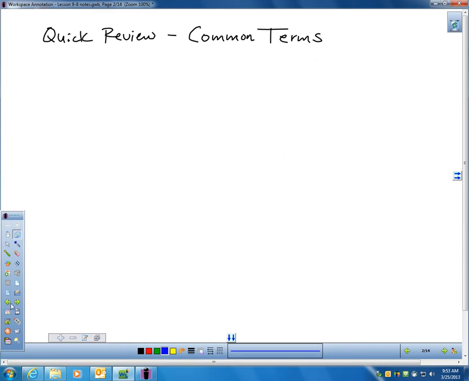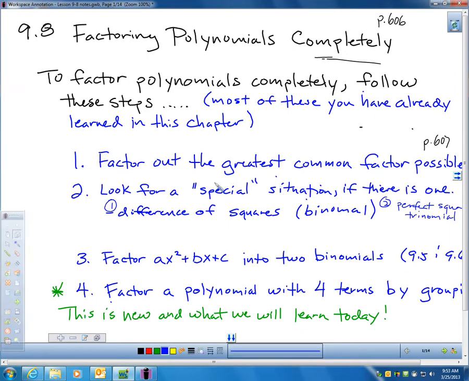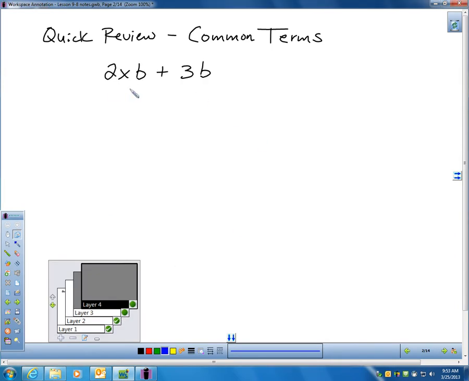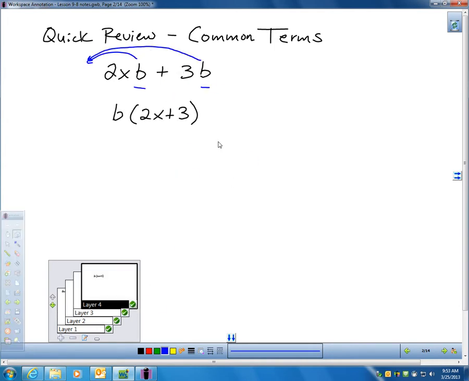The first rule of factoring, remember, is grouping, and I'm sorry, I misspoke. Finding the greatest common monomial factor is what I meant to say is the first type of factoring we learned. And just a quick review of that would be something of this nature, where I have a binomial, and I'm looking for a greatest monomial factor that I can factor out. I notice that both monomials in this binomial have b in it, and I can factor out the b, and that would be simply b times (2x plus 3). I factored out a b. That would be a simple example of looking for the greatest monomial factor, or common terms.